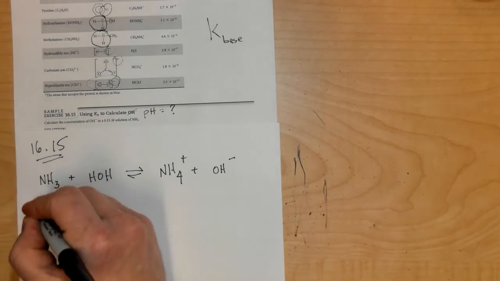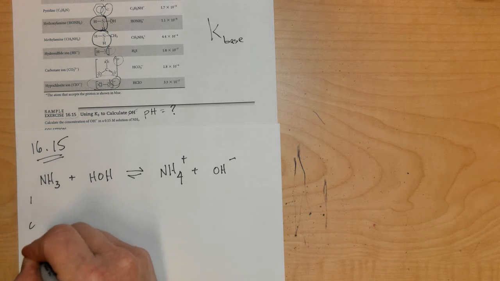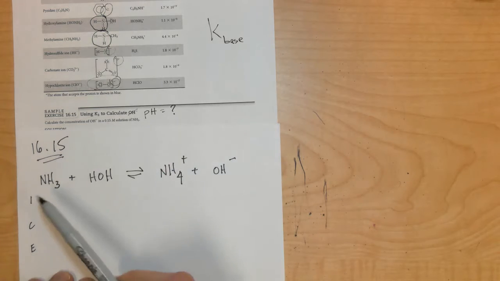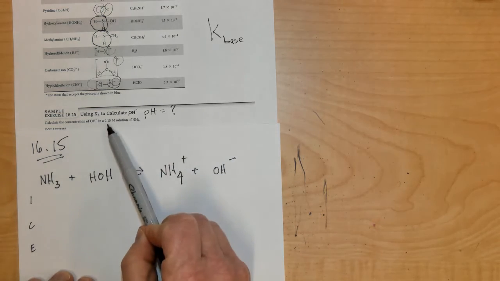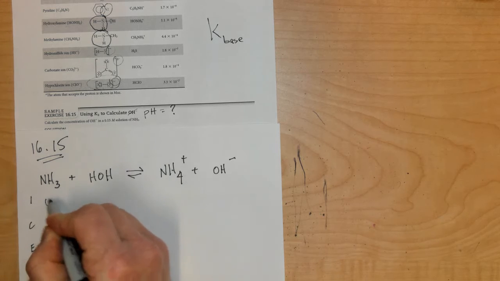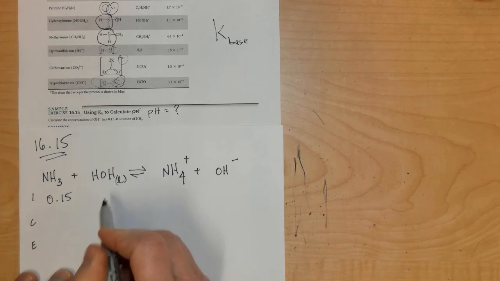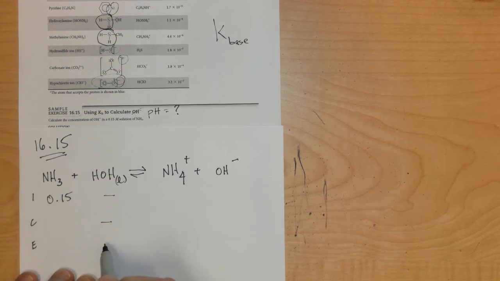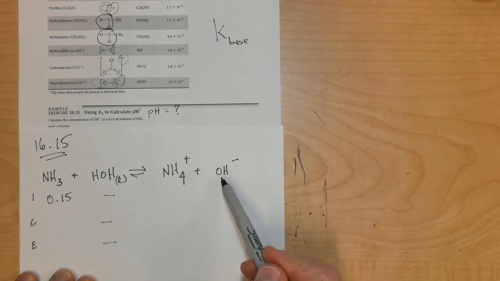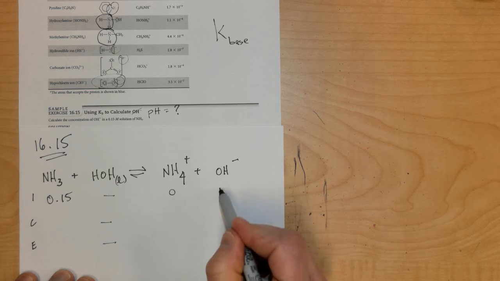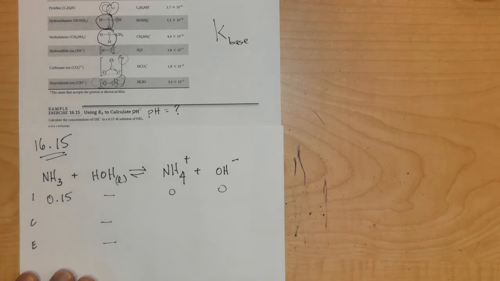Let's make an ICE table. Reread the question. They tell me that it has a 0.15 molar solution. So over here, 0.15 molar. Water, of course, is a pure liquid, and pure liquids are never in an equilibrium constant expression, so you can just put dashes for that. And they don't tell me anything about either of these being present at the beginning, so I can put 0 and 0. Ultimately, I want to find this down here, but they don't give me any other data.